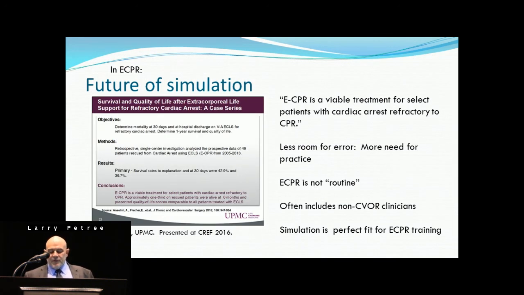Another one of the slides from Bob's presentation, ECPR is a viable treatment for select patients. However, in an emergency situation, there is less room for error. That means you need more time for practice. And they're going to have to practice those scenarios to where they have them down and they can all respond as a team in an emergency situation.